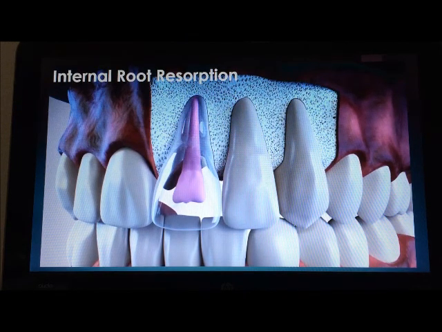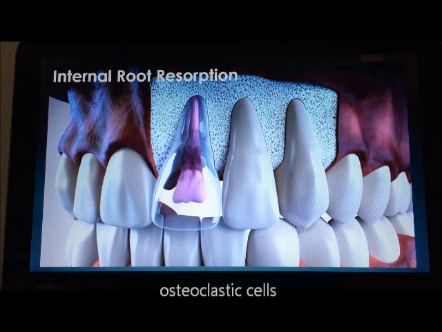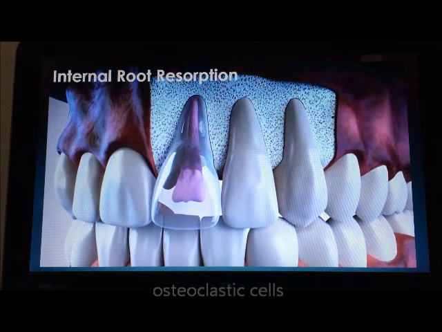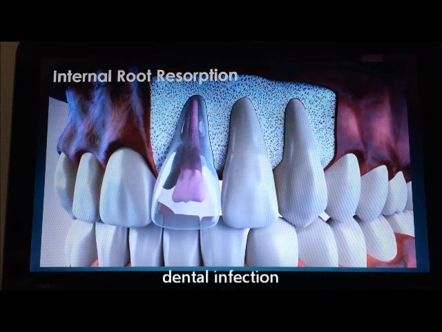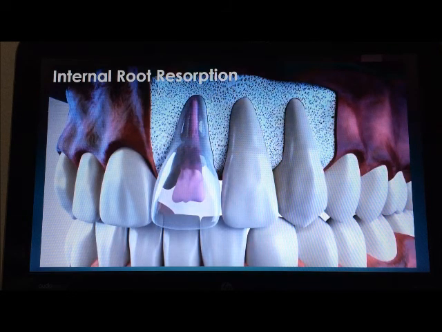Identify internal root resorption. It is also known as the pink tooth of Mummery, a type of pulp disease characterized by loss of dentine as a result of the action of osteoclastic cells stimulated by the inflammation of the pulp. Sometimes it is caused by a dental infection within the tooth, located in the pulp itself. That's why it will be enlarged and it will appear pink.